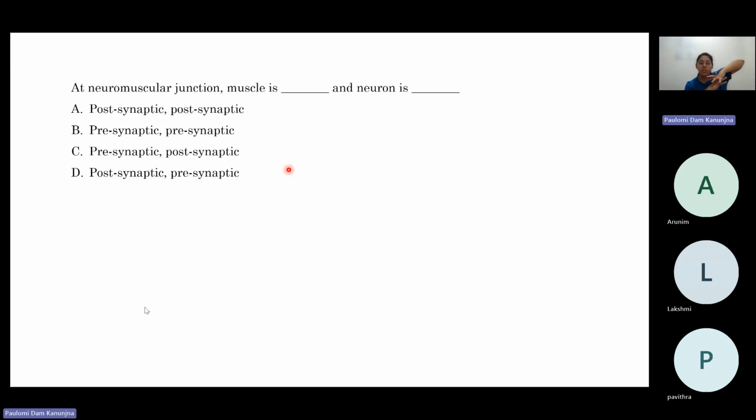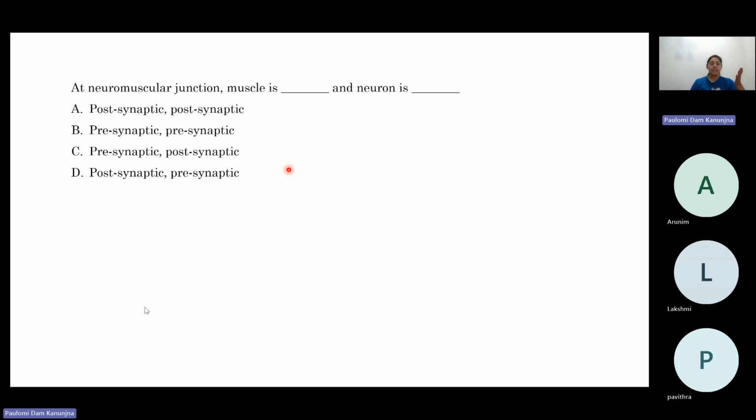Think of the neuromuscular junction, and then think of the muscle. Think of the neurons. Think of the synapse, and then think which is pre, which is post. Post is next, pre is before. That's how the normal terms are. Do you want to just visualize once again?